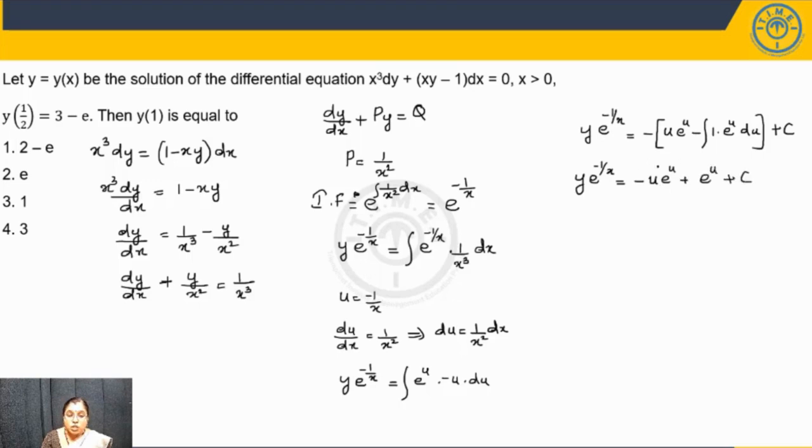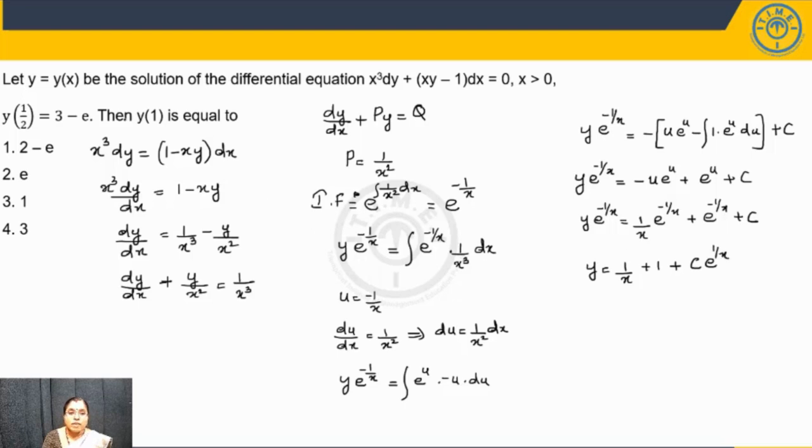So now what is u? u is negative 1 by x. So we have y into e raised to minus 1 by x equal to minus of minus 1 by x, so we have 1 by x into e raised to minus 1 by x plus e raised to minus 1 by x plus c. So let's divide the whole equation by e raised to minus 1 by x. So we have y is equal to 1 by x plus 1 plus c e raised to 1 by x.